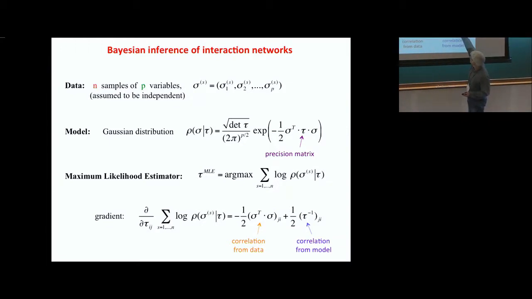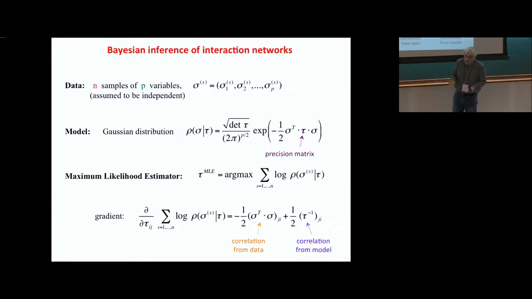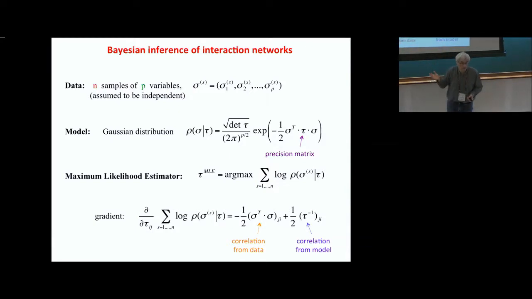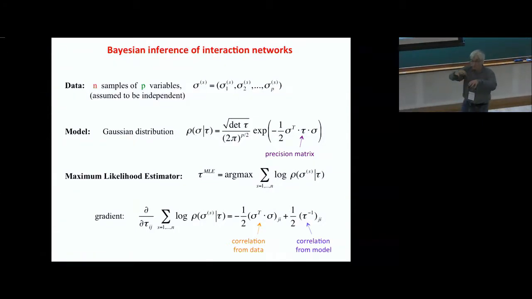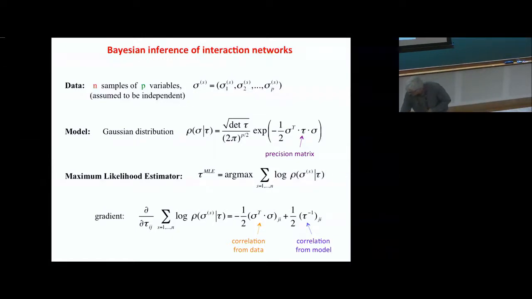That means that the inverse of the precision matrix should be equal to the correlation matrix. And actually, it's something very obvious. We just say that the inverse of the precision matrix, which is actually the covariance computed from the distribution, should match the covariance computed from the data. So that makes a lot of sense. You have to adjust your model in such a way that if you compute the covariance matrix from your model, it matches exactly the one you compute from your data. That's the best thing you can do. So it's a very simple thing.